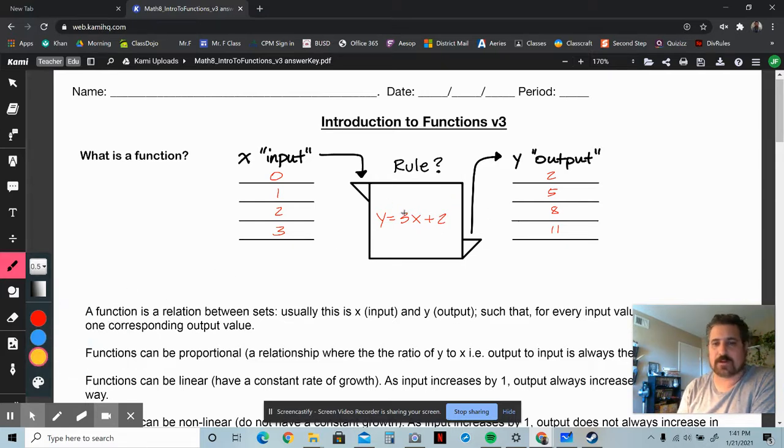So in this type of rule, the multiplier of the input is called the slope. This is the form y equals mx plus b, where the multiplier of x is the slope, or the growth rate. And then the value that is being added or subtracted is the y-intercept, which is the place where the line crosses the y-axis. This is a general way you'll always see any non-proportional linear function. It's always in the form y equals mx plus b, where m is the slope and b is the y-intercept. So this is just one example of a function. This is a non-proportional linear function.